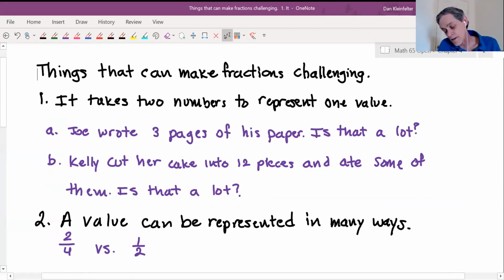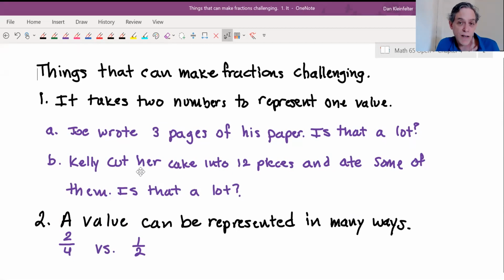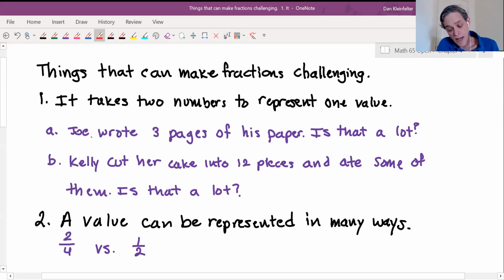One of the complicating issues with fractions is that it takes 2 numbers to represent one value instead of a single number. As an example, part A here, suppose that Joe wrote 3 pages of his paper. Is that a lot? Just giving you the 3 doesn't tell you whether that is a lot or not. If it's a 4-page paper and he's written 3 pages, then he is almost done. If it is a 20-page paper and he's written 3 pages, then he's barely started, right? So you need to know both numbers: 3 pages out of how many?